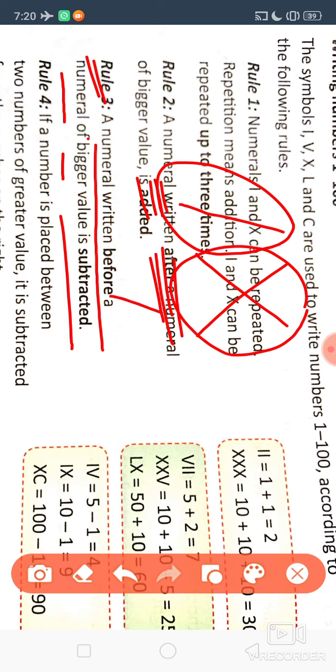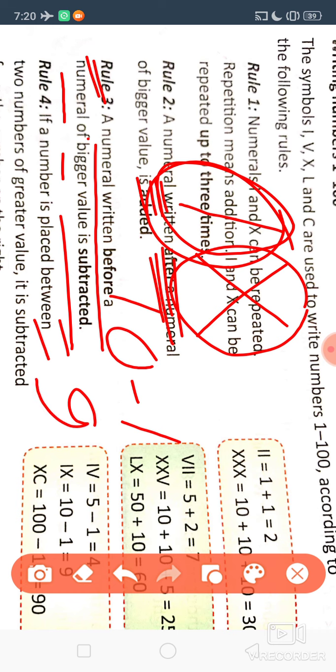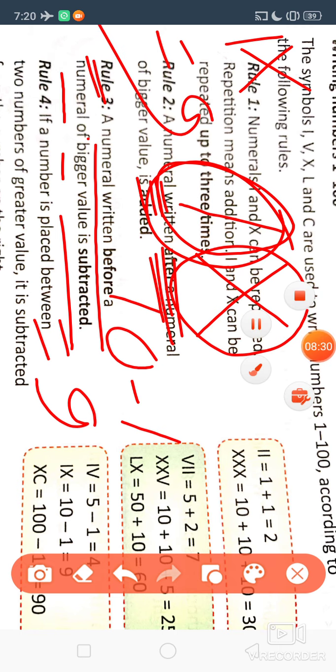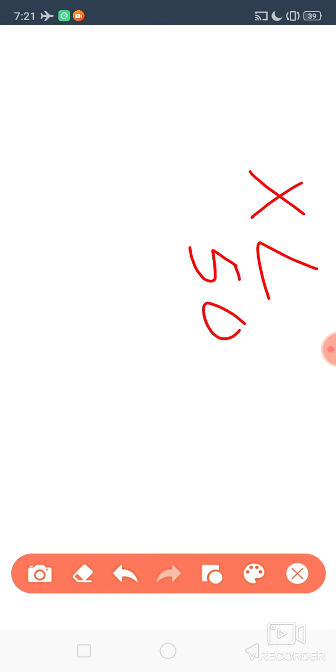So the value of X is how much? 10. And the value of I is how much? 1. And it is written before, so it will be subtracted. So 10 minus 1, how much will we get? 9. Okay, that's why IX is written as what? 9. Suppose it is written XL. What is the value of L? 50. And what is the value of X? 10.